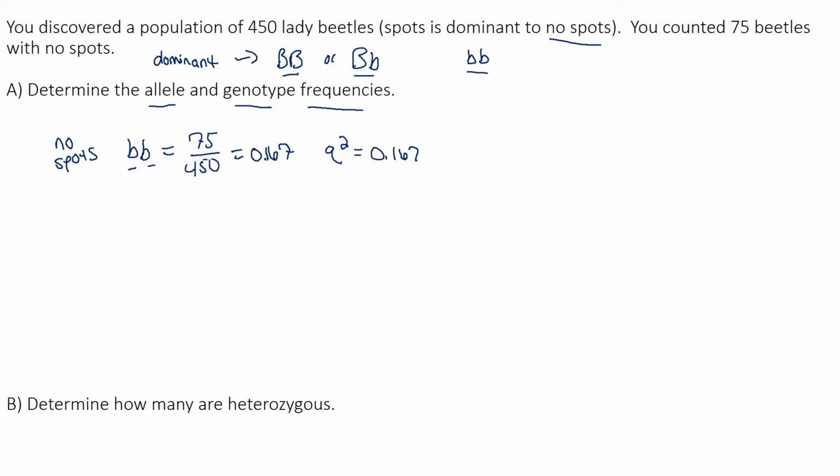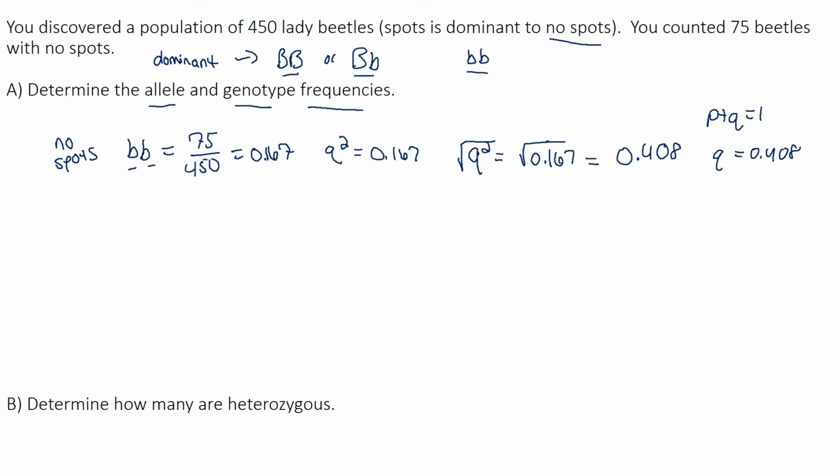I can't find p squared, the homozygous dominant, because I don't really know what's what here. All the dominants could be this. So I'm thinking q squared. I can find q, right? If I take the square root of q squared, or the square root of 0.167, I should come up with 0.408. Okay, so now I know q, right?